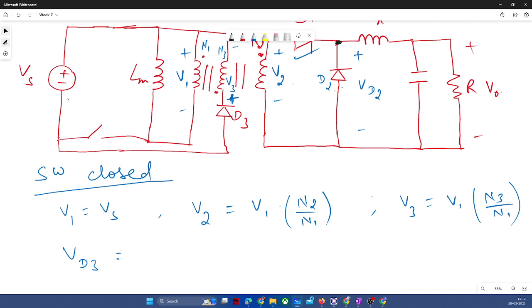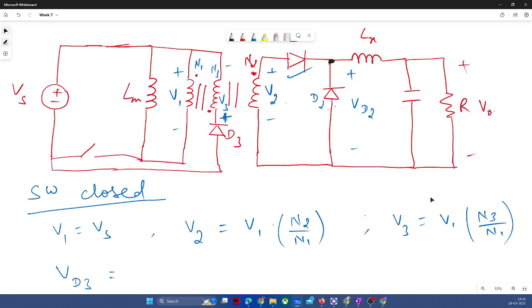Sir, one doubt. Yeah, go ahead, please. Here we have an expression V2 equal to V1 into N2 by N1, no? How is power transferred from V1 to V2, sir? And V3, see, D3, the diode is not conducting when the switch is closed. So this is a primary winding, right? Yes, sir. And this is a secondary winding. So they are connected inductively. As long as they are connected inductively, you can apply the turns ratio or transformation ratio. Okay.